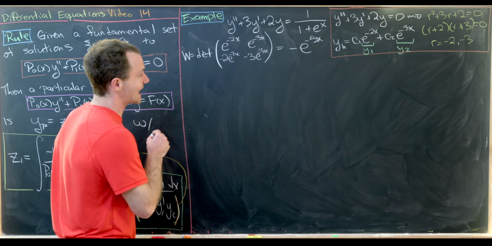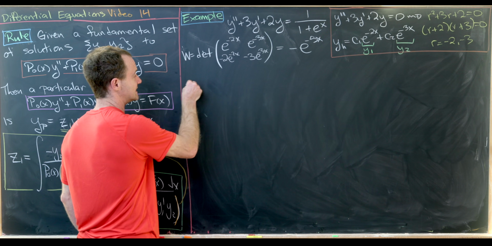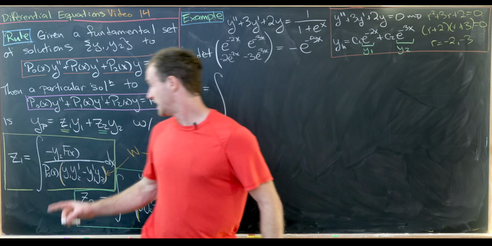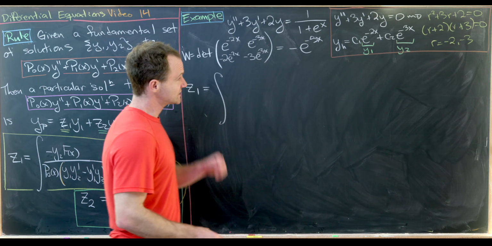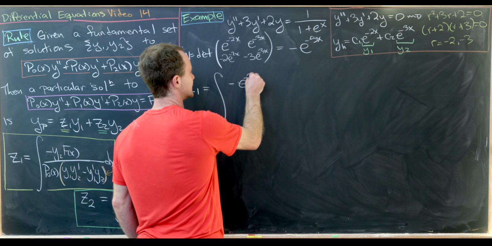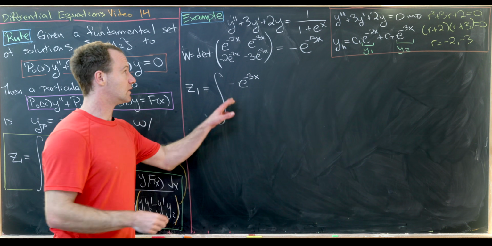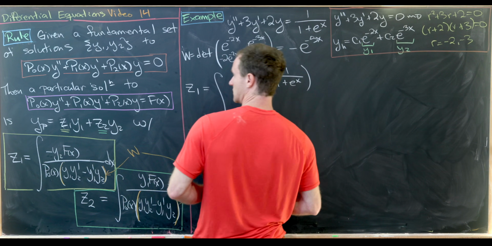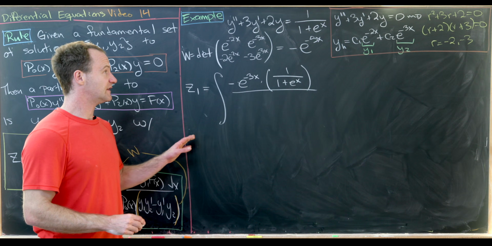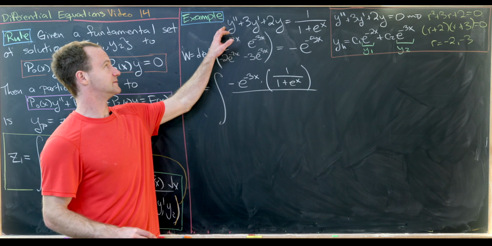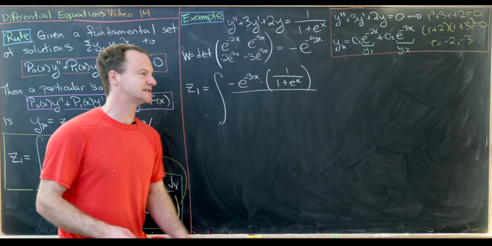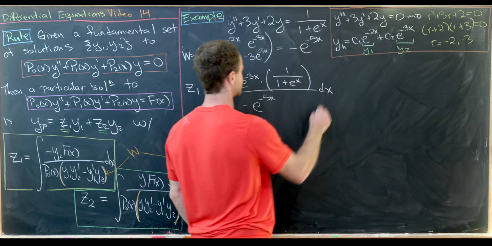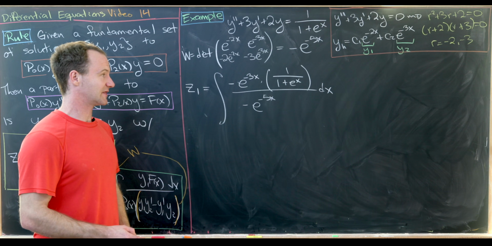Okay, so now we're ready to calculate our particular solution. We need z1 and z2. So z1 will be the antiderivative of negative y2. So let's see, that's going to be negative e to the minus 3x. And then we're going to multiply that into the forcing function. That'll be 1 over 1 plus e to the x from this rule right here. And then this is all over the Wronskian times the function which is multiplying y double prime, which in this case is 1 again. So we have negative e to the minus 5x. So we're working with something like this at the moment.